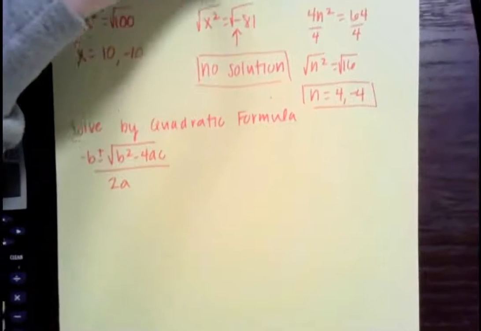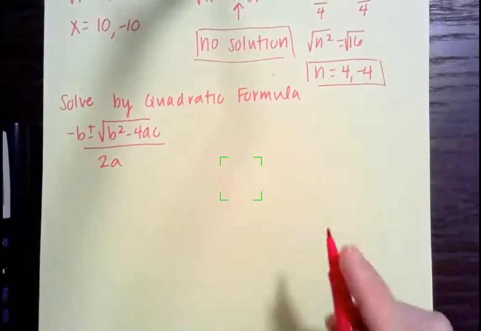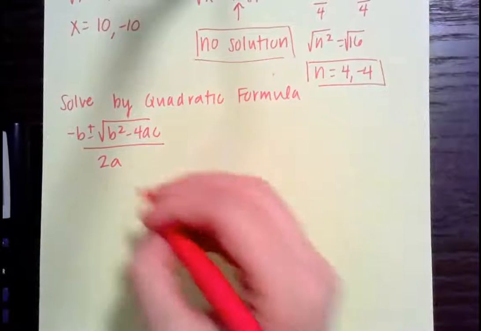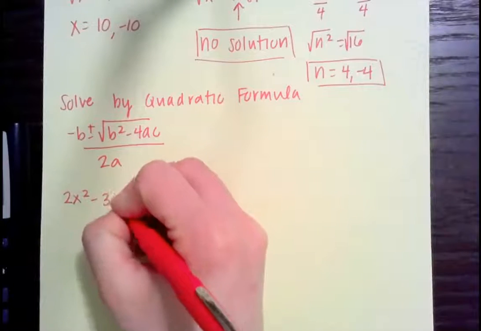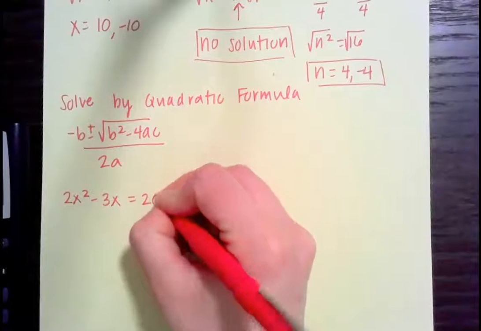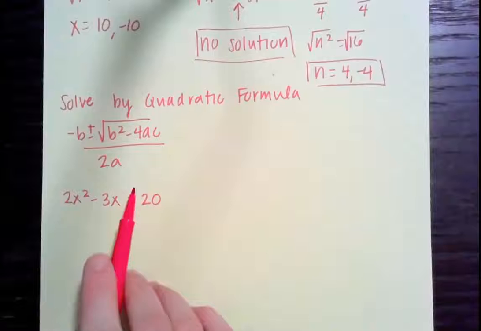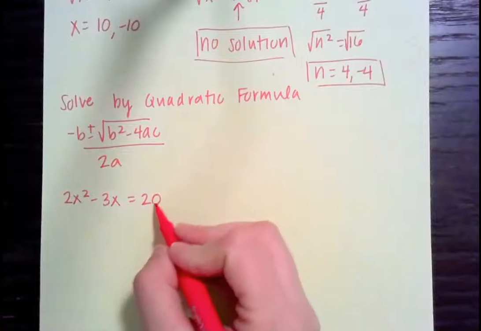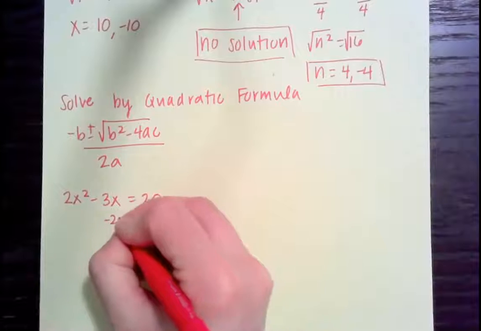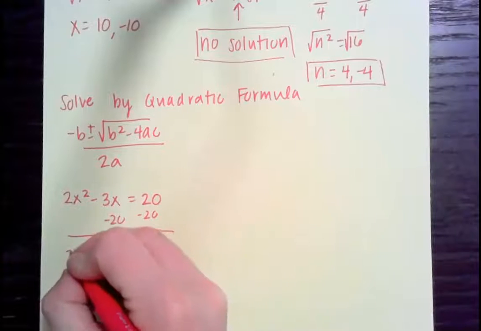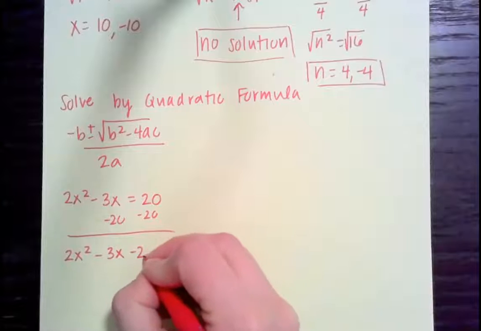Shimmy my paper down a bit here. Okay, so let's say we have this problem here. 2x squared minus 3x equals 20. So remember, we have to get our equation in standard form. So that's when it equals 0. So I have to subtract that 20 over. So then we have 2x squared minus 3x minus 20 is equal to 0.